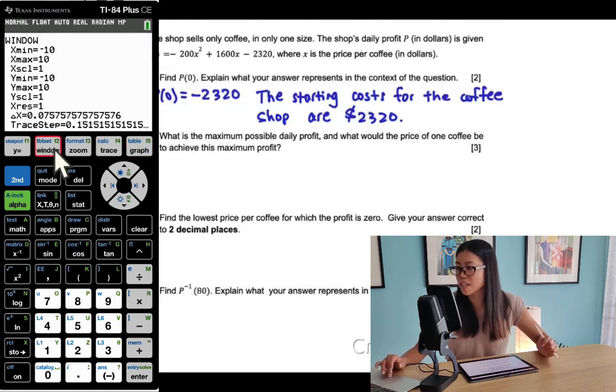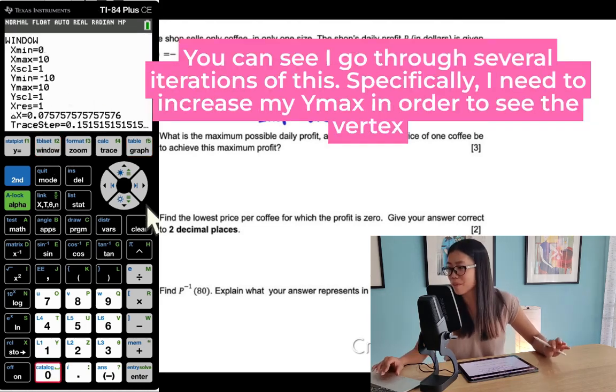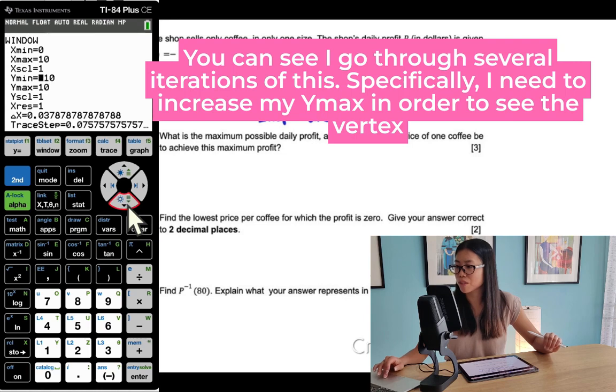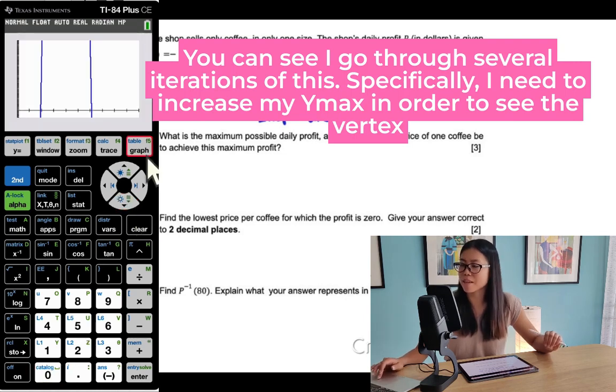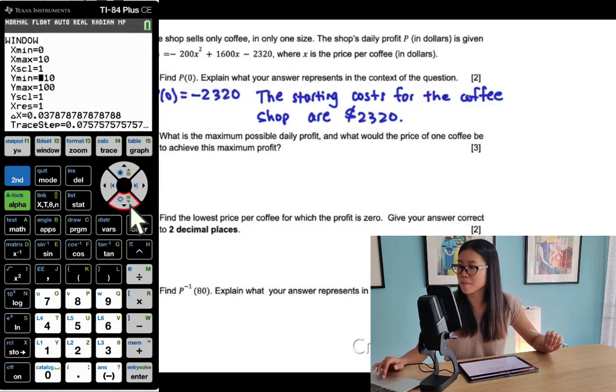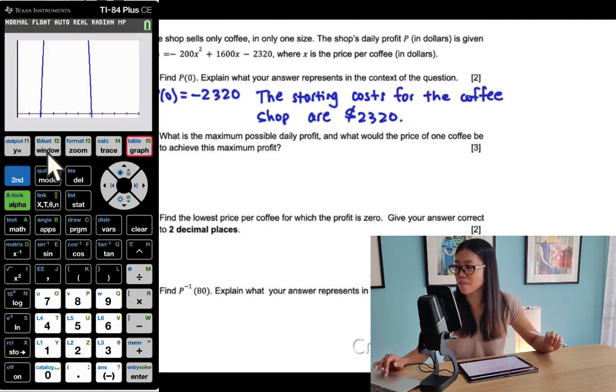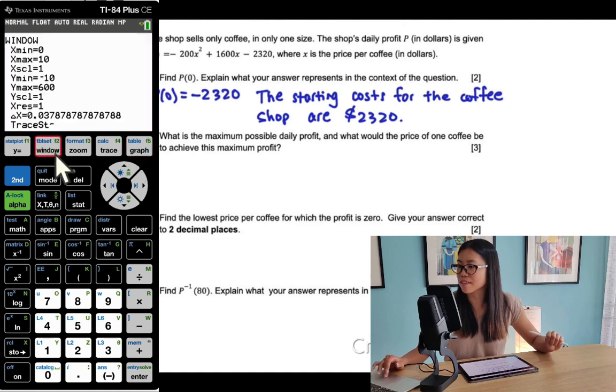So going to our window, we can change x minimum to 0. I don't think that the coffee prices are going to be less than 0. Otherwise, the coffee shop is not going to make any money. And let's change our y maximum to, let's start with 100 and see what happens. Okay, so you can see I'm still not at the maximum point of the curve, so let's go ahead and adjust this again. Let's double this number for y maximum and see what happens now. Okay, getting close, but still not quite there where I can see the vertex on my screen. So we're at 500, getting closer, 600. Okay, let's start 800. Almost. Okay, let's just go ahead and change this to 1,000.